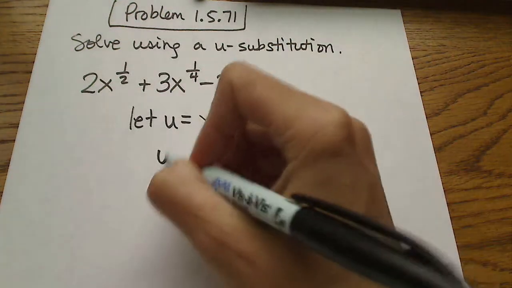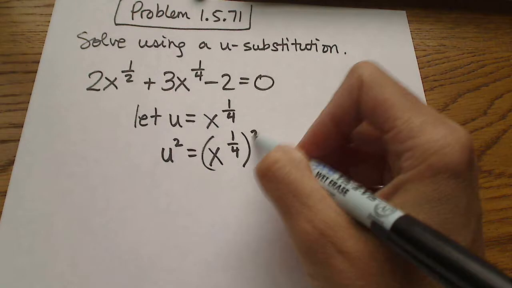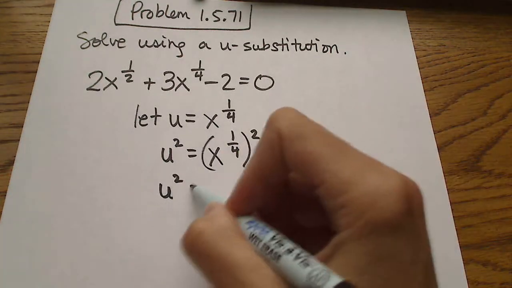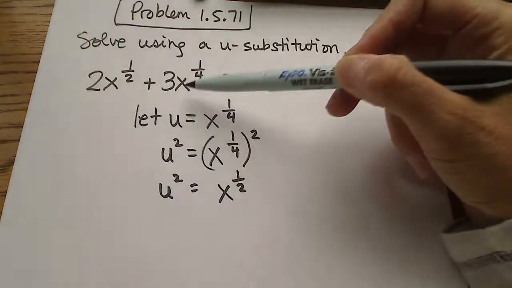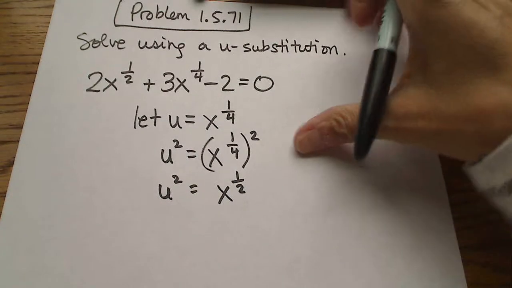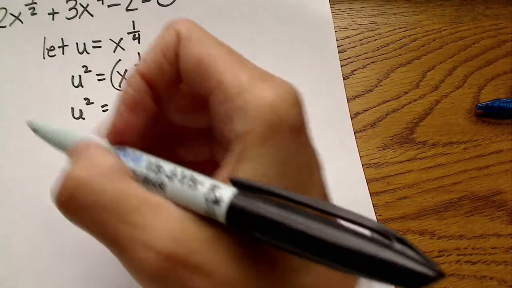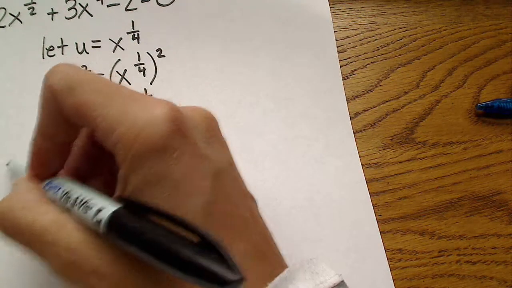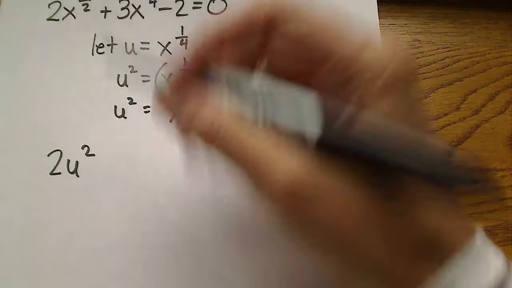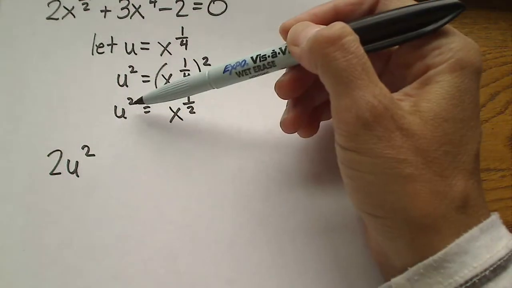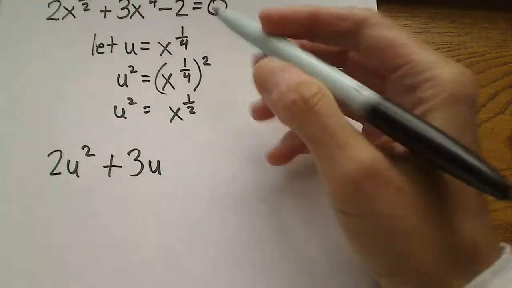Okay, and that means that u squared will actually be x to the 1/4 squared, which is x to the 1/2 power. And that's good because those are the two things that we want to substitute for right here. So let's go ahead and do the substitutions. We're going to have 2u squared, because in for the x to the 1/2 we're plugging in u squared, and then plus 3u, and then minus 2.